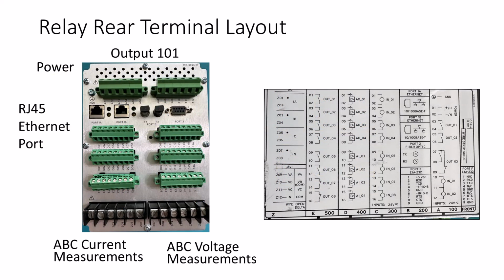The connections to the relay are located at the rear panel as illustrated on the left. The corresponding connection schematic is shown on the right. Supply power is connected to terminals A1 and A2, while the Ethernet communication cable is connected to port 1A. At the bottom, you can see the measurement connection points for phase A, B, and C voltages, as well as for phase A, B, and C currents. Finally, the output 101 connection that we will be using in the example is made between terminals A3 and 4.